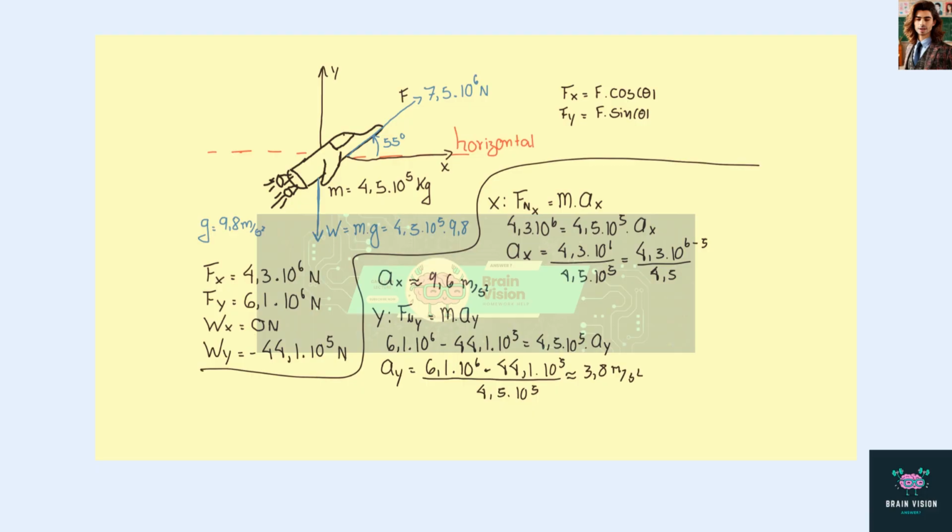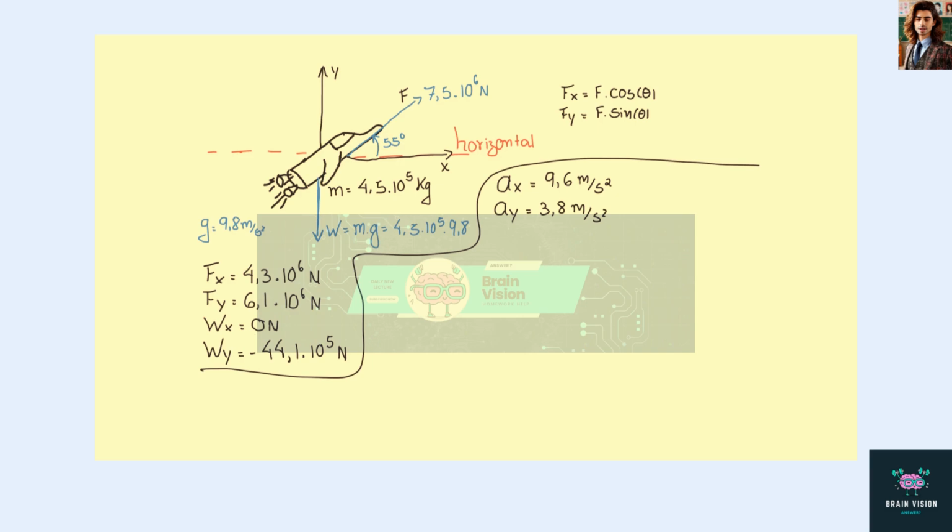Now, let me organize the results. The magnitude of the resulting acceleration is equal to the square root of its x component squared plus its y component squared. It's just the Pythagorean theorem. And this is equal to the square root of 9.6 squared plus 3.8 squared, which is approximately 10.3 meters per second squared. So this is the magnitude of the resulting acceleration.